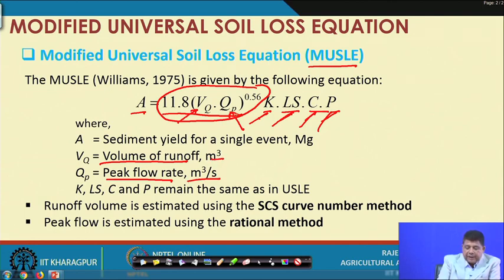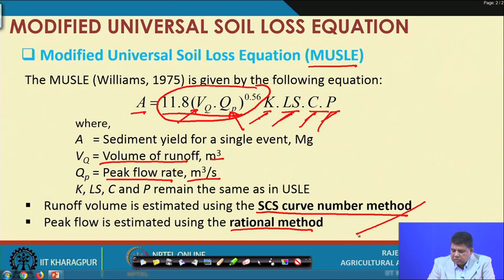And for estimating these two components, that is volume of runoff and peak flow rate, two standard methods are used. Runoff volume is estimated using the SCS curve number method and peak flow is estimated using the rational method. I am sure that you might have studied these two methods in hydrology, but just to take the course forward, we will repeat this here, for the benefit of those who have not read it and will be getting it for the first time.